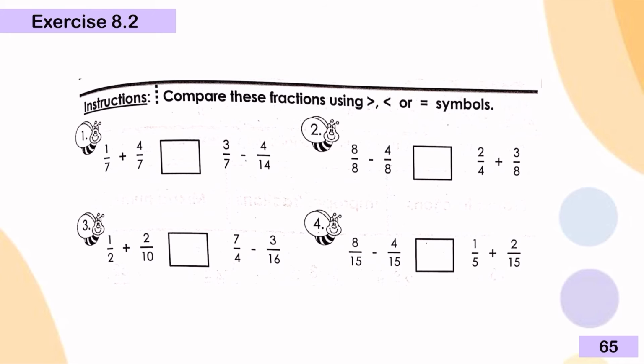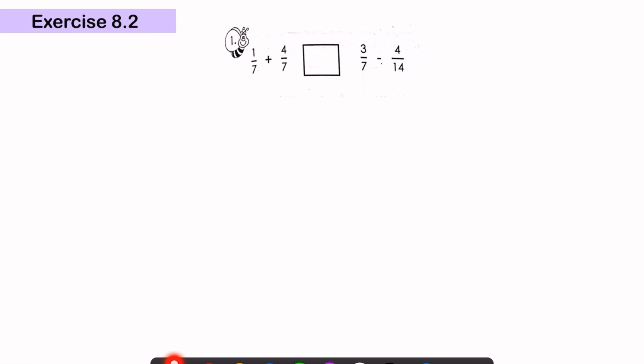Now let's take a look at this activity. They want you to compare these fractions using greater than, less than, or equal symbols. Right? So let's take a look at number 1. To compare fractions, you need to finish addition and subtraction first. You need to find the answers and then you can compare fractions. So let's do it together. We have 1 over 7 plus 4 over 7. So we get 5 over 7.